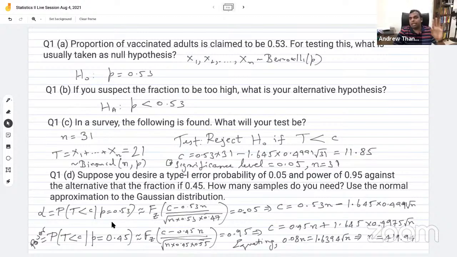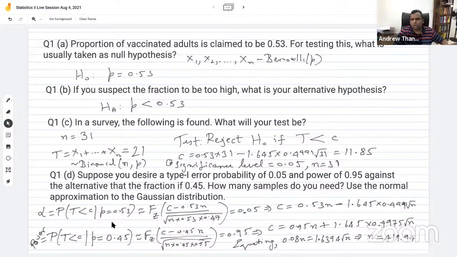Notice what's happening here. You have two requirements, and that gives you two different values for C, the critical value. It turns out that if you want the smallest possible n, you have to equate these two possibilities.